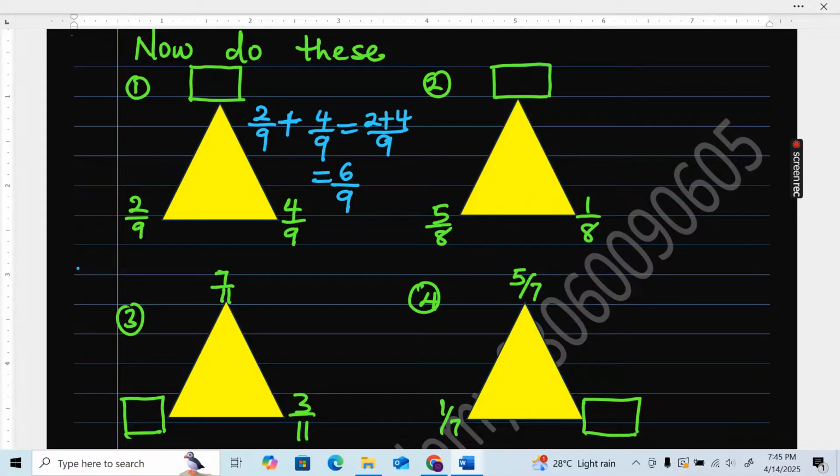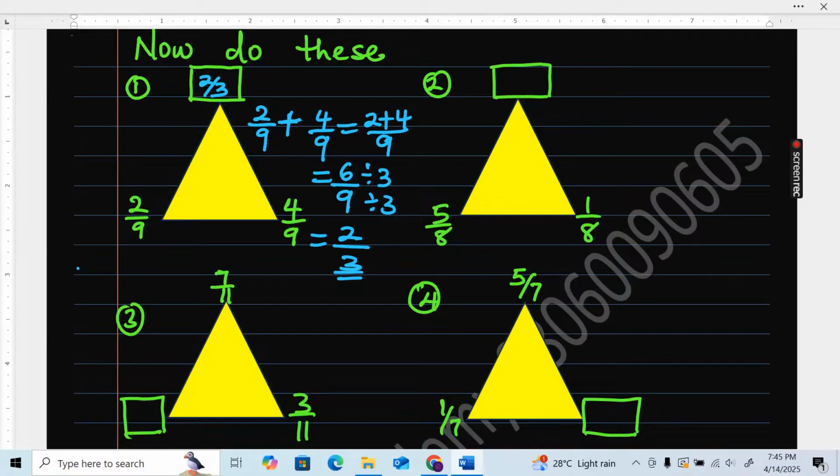We need to reduce it to the lowest term because something can divide. We can divide by 3. So what will the answer be? That will be equal to 6 divided by 3 is 2, over 9 divided by 3, that is 3. So this is the answer. So the answer to number 1 is 2/3. Now let's move on to the second one.